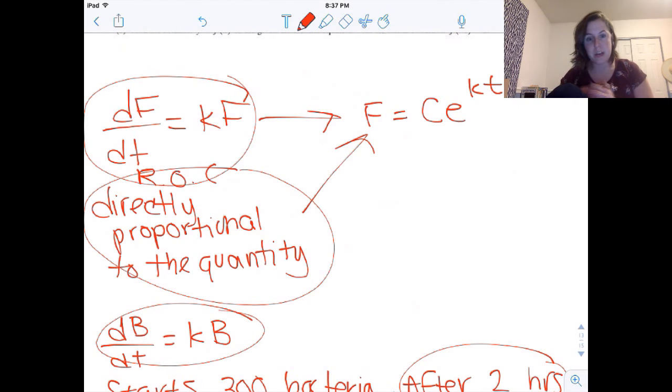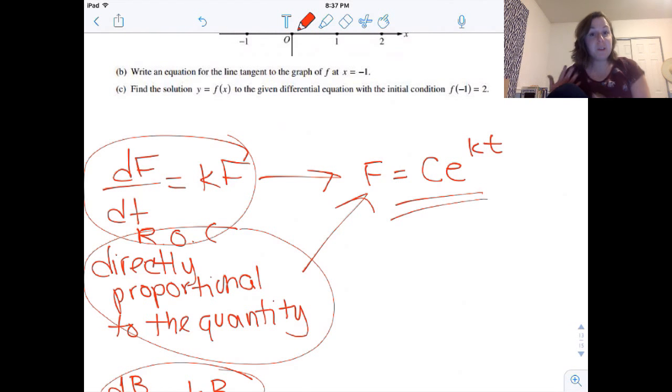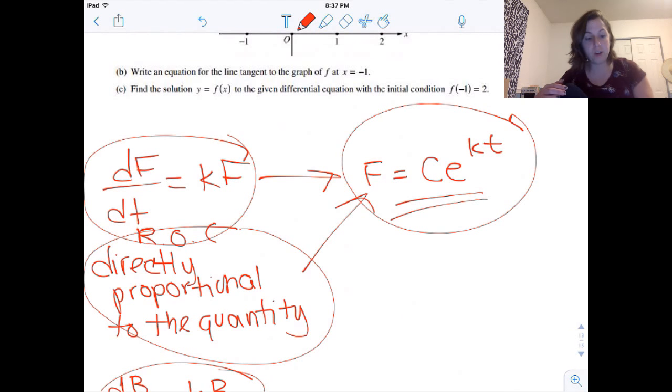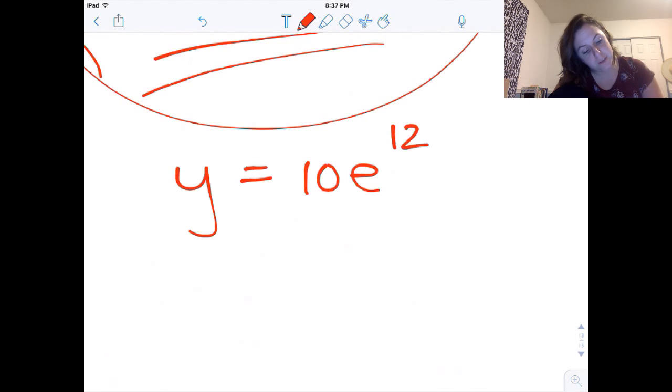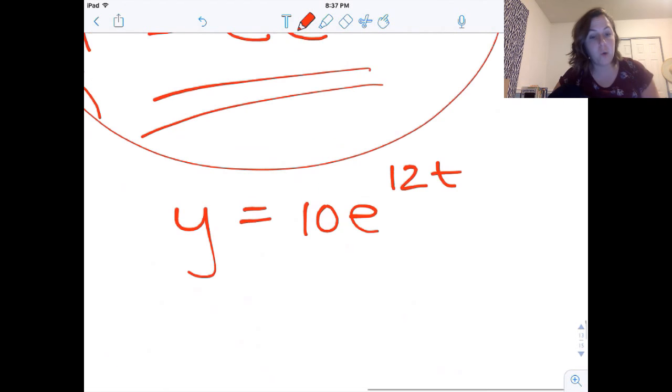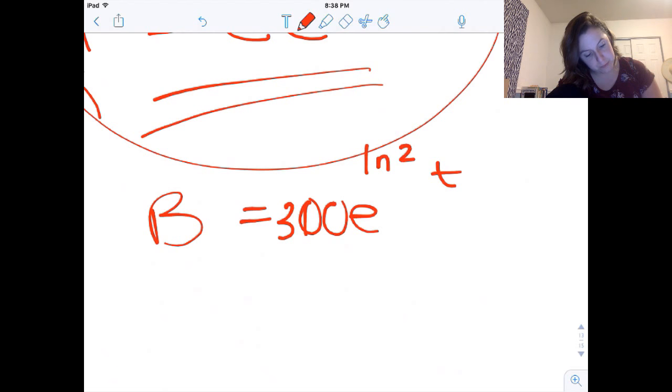Okay. Similarly, if you saw this, I might go right to one of these. So let's say I told you that y equaled 10 e to the 12t, right? And I might want to know what's the rate of change, so let's say maybe it's the same scenario where this is 300. And k was ln 2 over 2. So same equation. Let's say I say, what's the rate of change? How fast is B changing when there are 1 million bacteria?